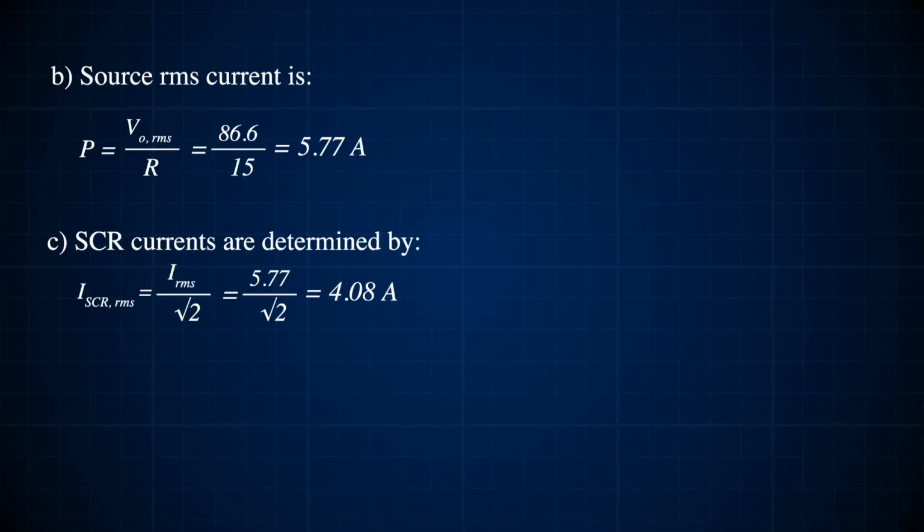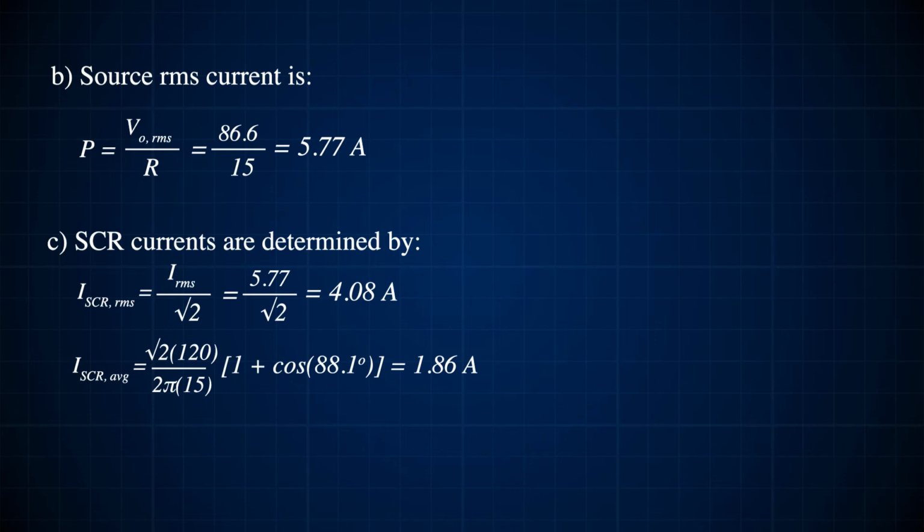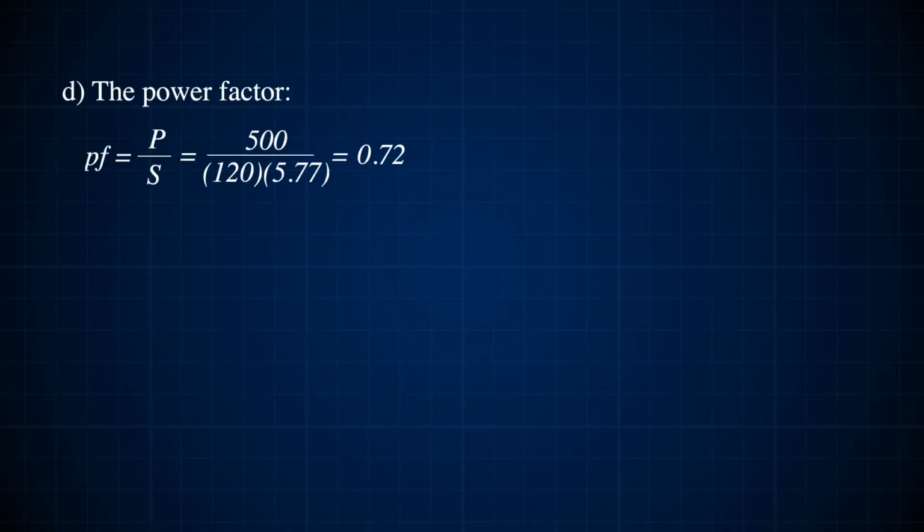Now onto the SCR average current. As we see the equation here, we can simply substitute the variables we have and we end up getting 1.86 amps. So for D, we've been asked to find the power factor, and power factor is simply the true power divided by apparent power. That gives us P over S, and that's 500 divided by 120 times 5.77, which gives us 0.72. So for the last question, we've been asked to find the total harmonic distortion.